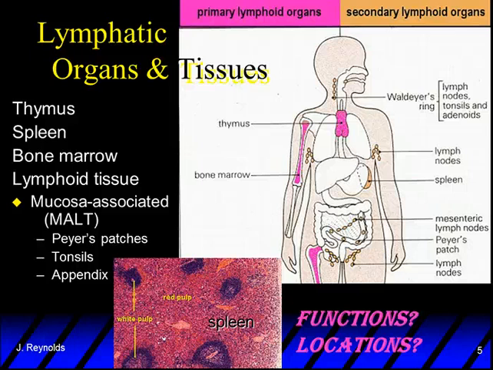All right, more on organs and tissues. So, you see a list of organs involved here. Let's start with bone marrow. Bone marrow is the most important because all the white cells we're going to be talking about in this chapter come from the bone marrow.